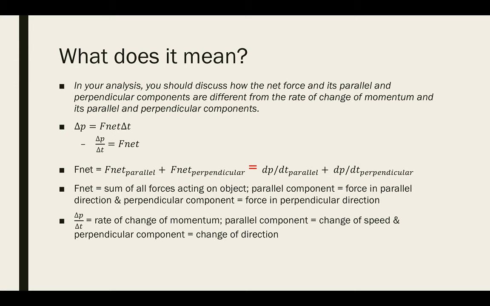The net force is equivalent to all the forces acting on the object. Every push and pull in the parallel and perpendicular direction is taken into account when we calculate F-net parallel and F-net perpendicular. However, with dp over dt, the parallel component represents the rate at which the object is changing speed, and the perpendicular component represents the rate at which the object is changing direction. So while the values are equivalent and they can be used interchangeably in equations, they have a different meaning, and it's important to understand that difference in meaning when we're looking at our system.